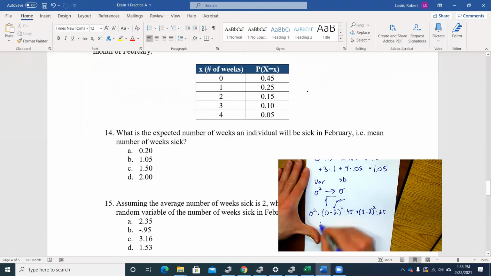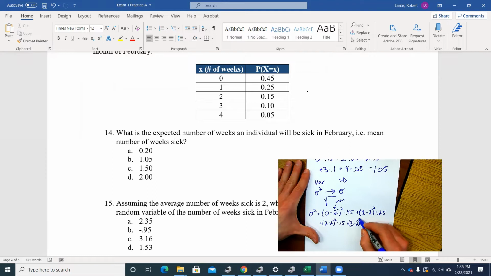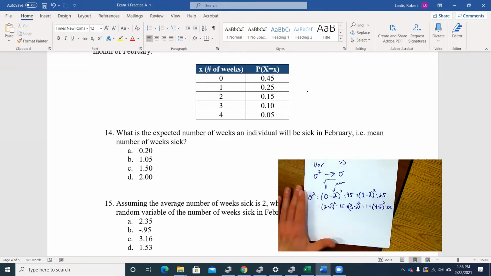I won't talk through the rest of these, otherwise I'll take a little more time than I want. But we just go through every possible outcome, subtract that mean, square the value, and then multiply it by the probability that we saw that value occur. So I'm just going to get this all written out for us. If you're following along, you have the complete thing. Now, you could put this all into your calculator at one time.